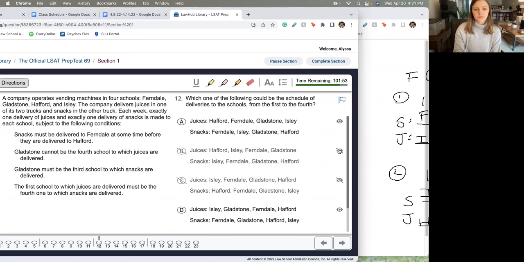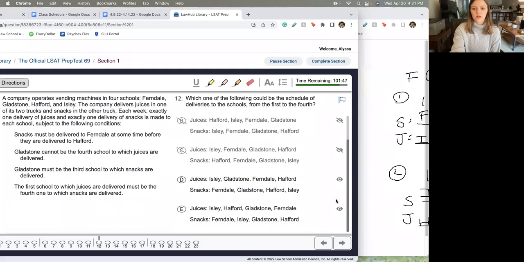Next one says G must be the third school to which snacks are delivered. So on my snack line, I'm going to make sure G is third. We're good there. That eliminates D. We're good with E. And then our last rule, the first school to which juices are delivered must be the fourth one to which snacks are delivered. And that's going to eliminate E.